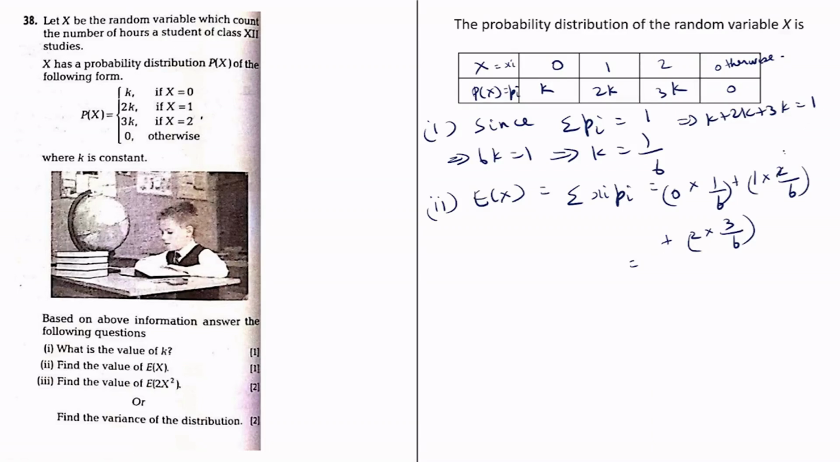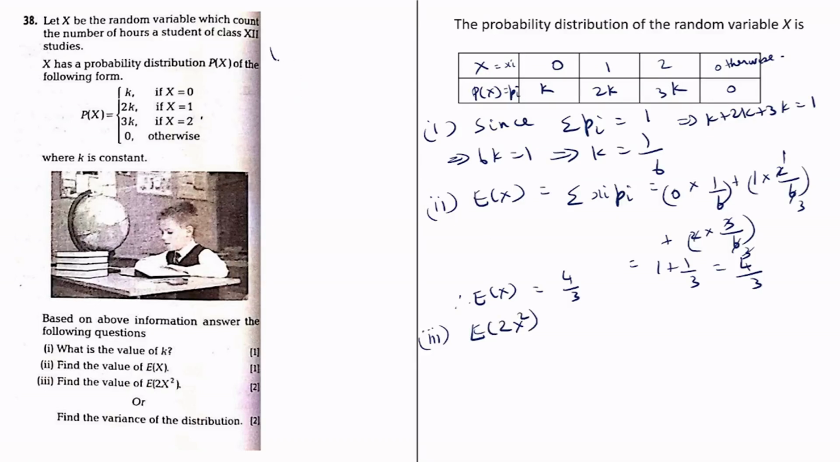So here this is 1 by 3. This is 1. So it is 1 plus 1 by 3, which is 4 by 3. Therefore, expectation of x is equal to 4 by 3. This is the expectation of x. And next we have expectation of 2x square. The third subdivision, expectation of 2x square.